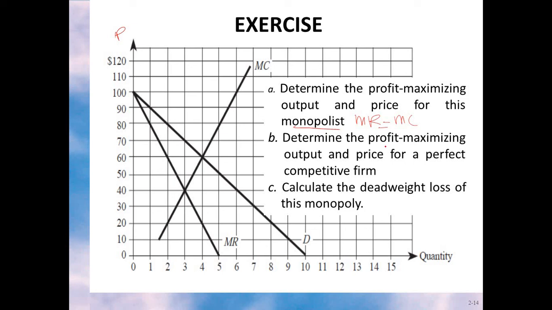And then the profit maximizing output and price for perfect competition. For perfect competition, P equal to MC. Now remember that P for perfect competition is also equal to demand. So you can calculate later the deadweight loss of this monopoly. Deadweight loss is this shape, a triangle, so you should be able to find the area using the triangle formula.